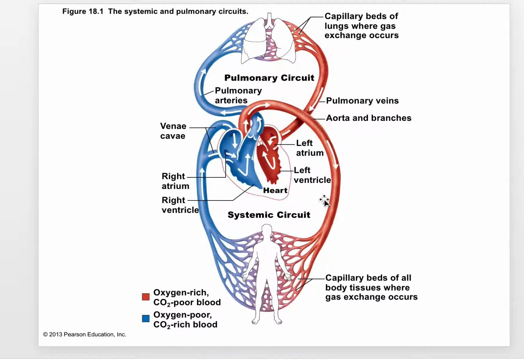This diagram shows the same thing. You have the pulmonary circuit, you have the heart. The blue represents oxygen-poor blood, the red represents oxygen-rich blood. Oxygen-poor blood is pumped from the heart to the lungs. In the lungs, the oxygen and carbon dioxide are exchanged. So the blood picks up oxygen and releases carbon dioxide, coming from the lungs.